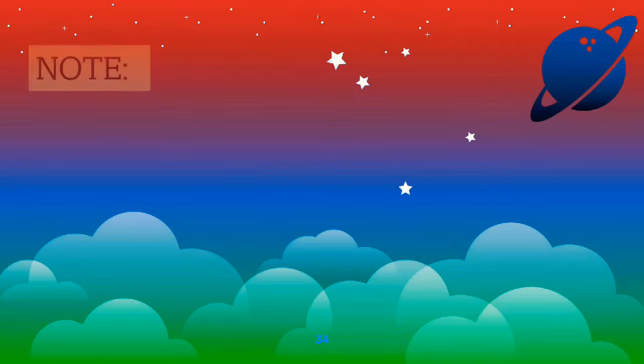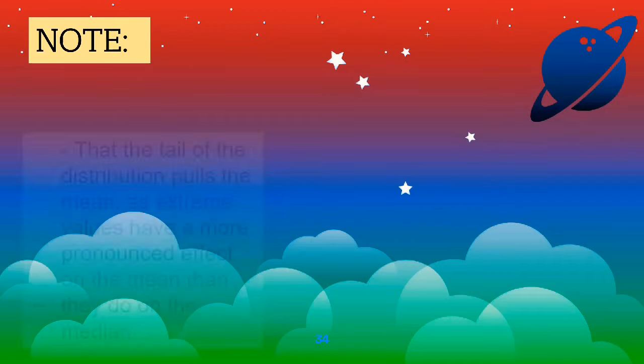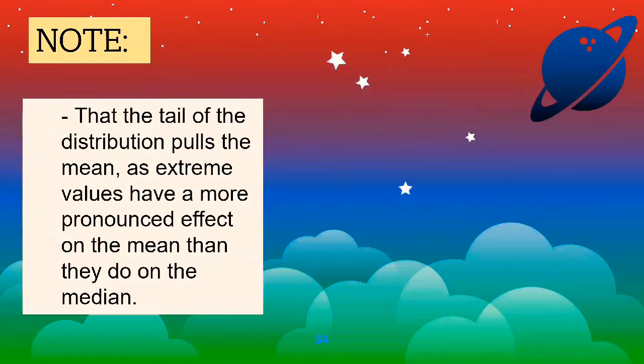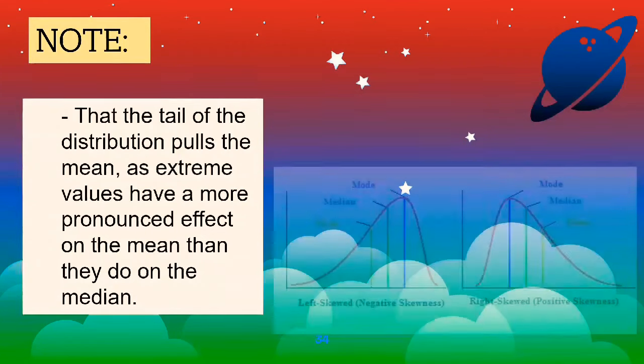So class, take note of the following. The tail of the distribution pulls the mean, as extreme values have a more pronounced effect on the mean than they do on the median.